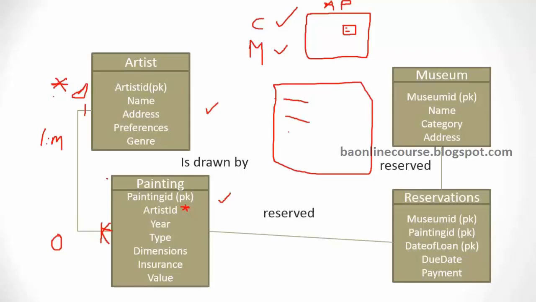You should not make your own assumptions; ask all those right questions. That is the point I was trying to make. Unless you ask those questions, you will not get to know about this cardinality and modality.